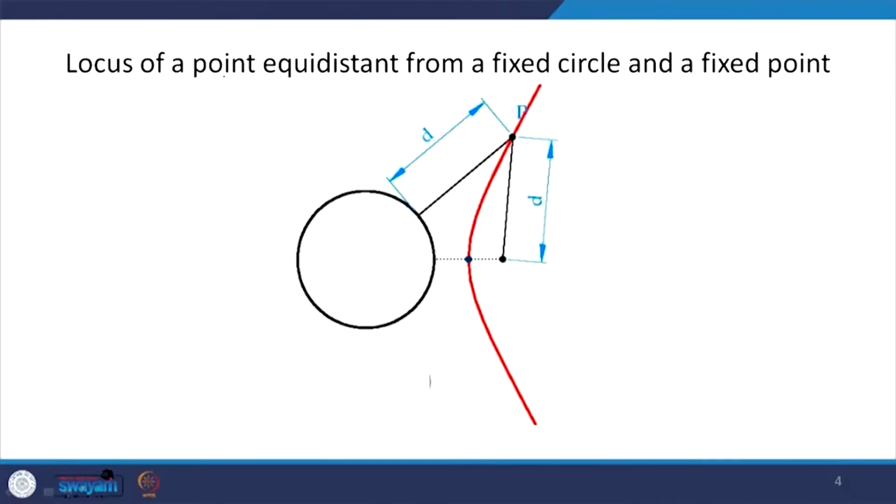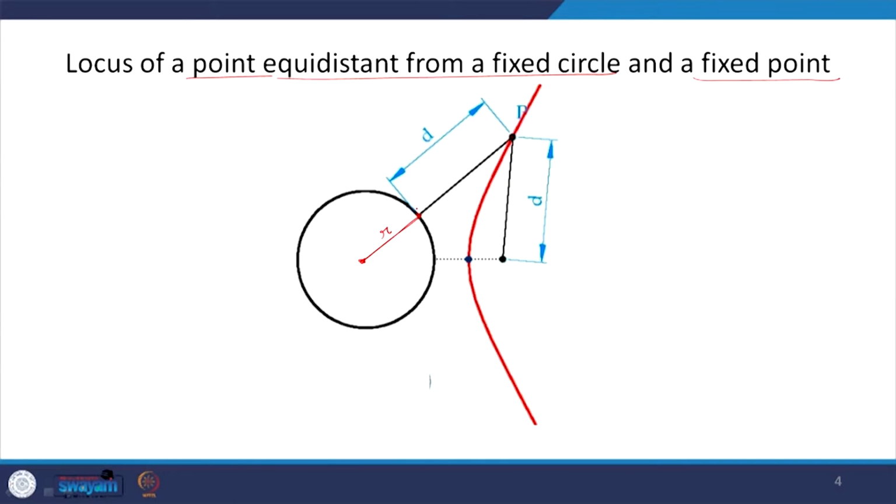Another type of locus is where we have a point, the locus of the point, which is equidistant from a fixed circle and a fixed point. In that case, any point which is at a distance d from the circle, and say there is a radius r, the point will be at a distance d from the circle and d plus r from the center. It will always be through the center that this distance will be measured, perpendicular to the circle.